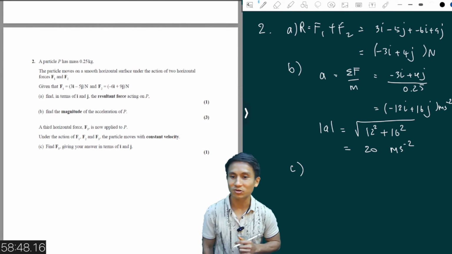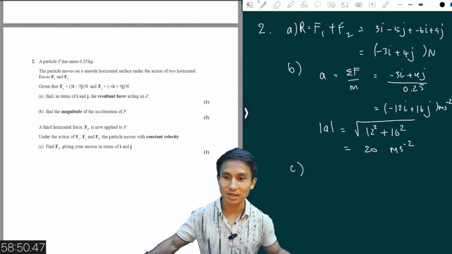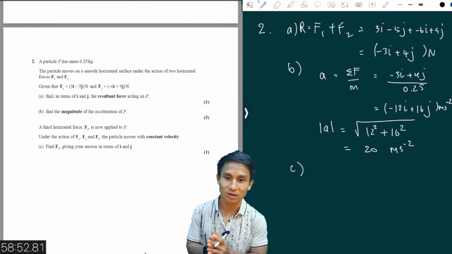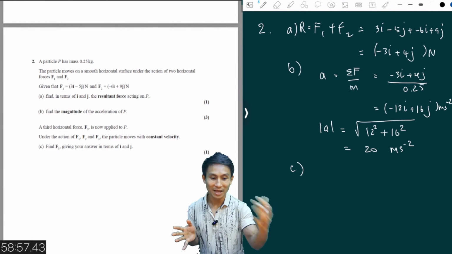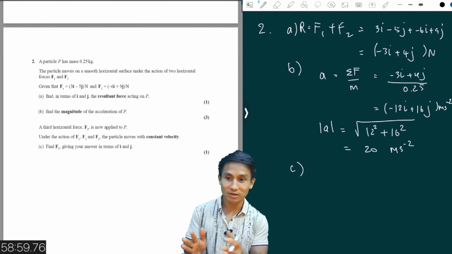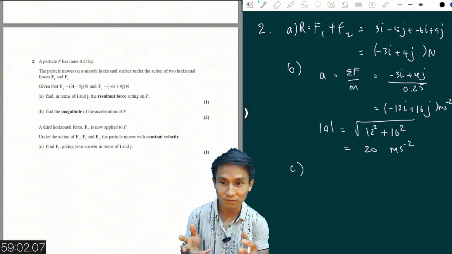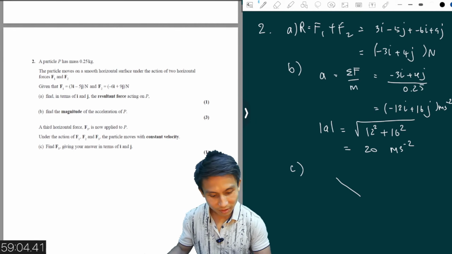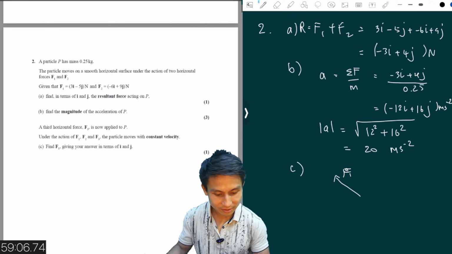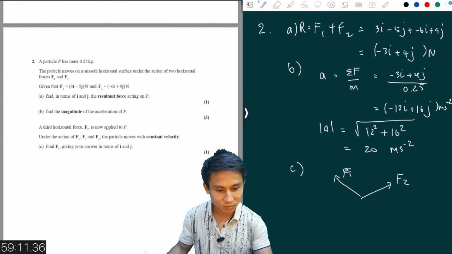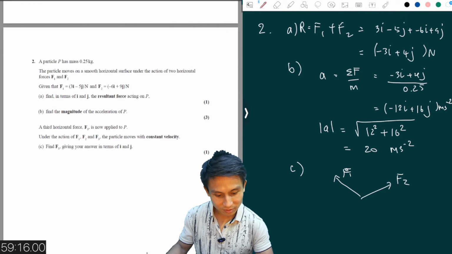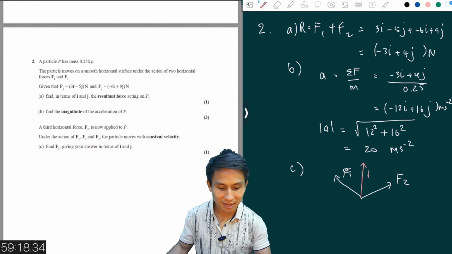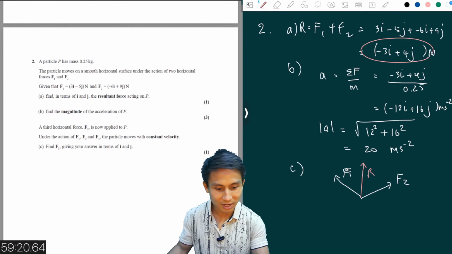Part C. A third horizontal force F3 is now applied to P. Under the action of all the forces, the particle moves at a constant velocity. So F3 is balancing the previous resultant force. Look, if you have F1 like this and F2 like this, the current resultant force will be acting in this direction, right?